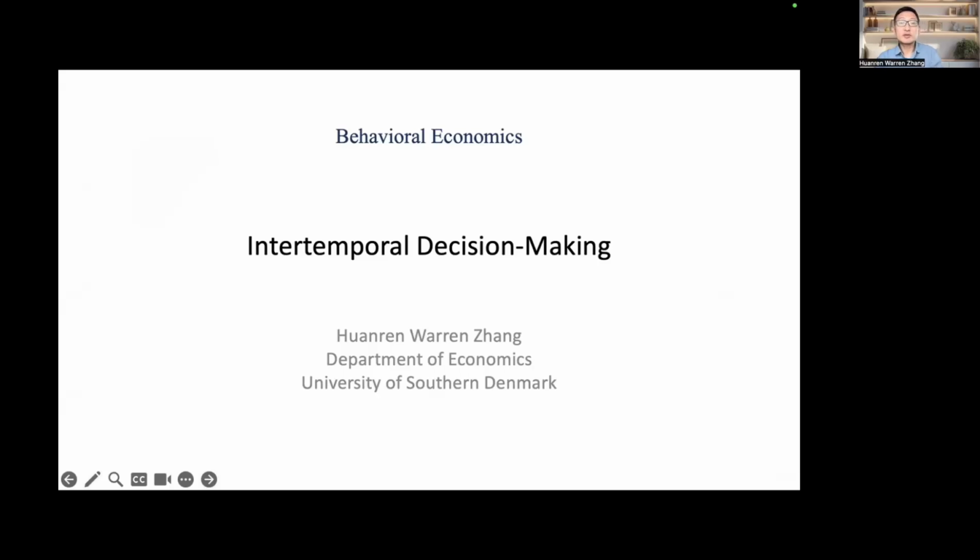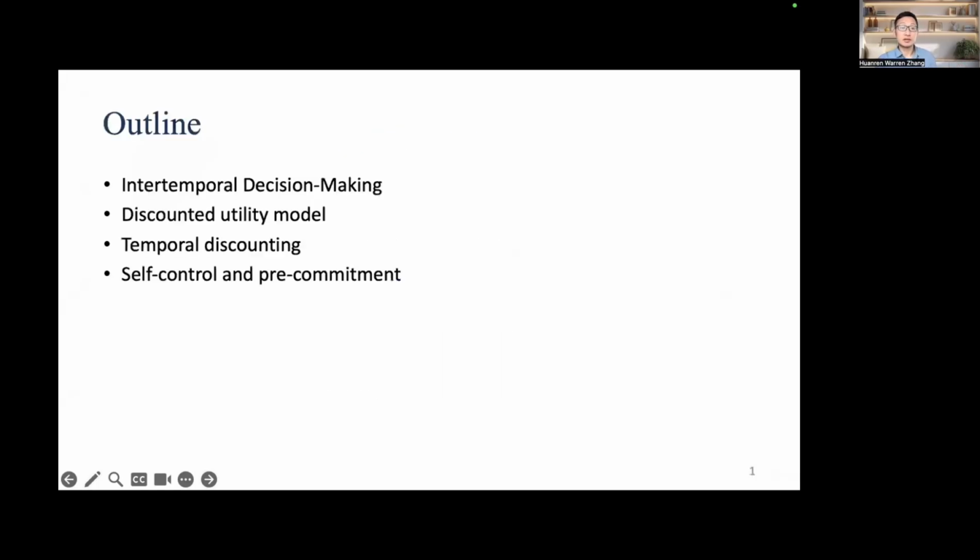So today we will discuss intertemporal decision making, which are decisions that decide how to allocate resources across different times. So here is the outline for today. We will introduce what intertemporal decision making is and one rational model to study it. That is the discounted utility model.